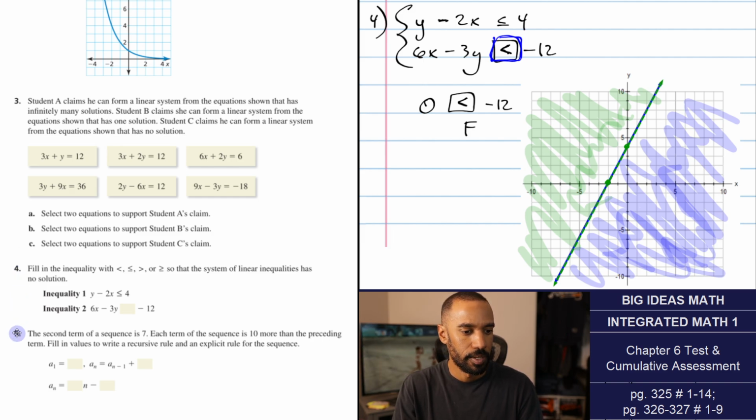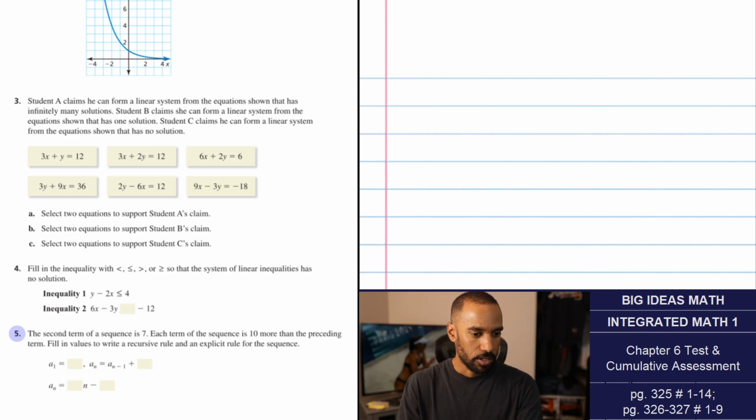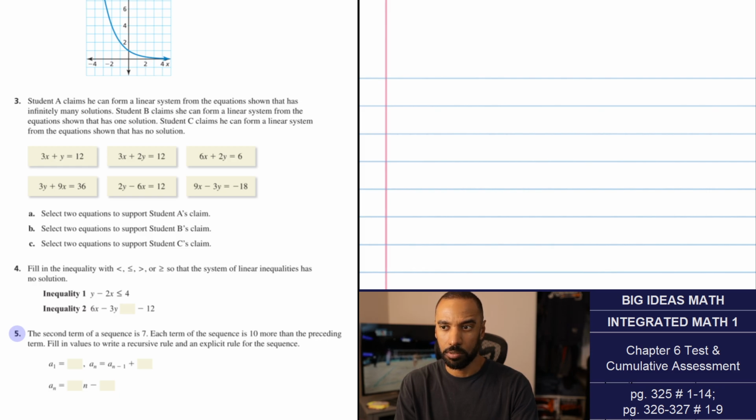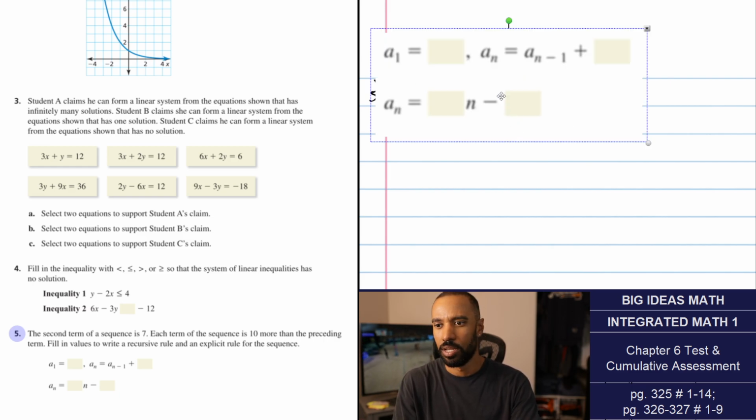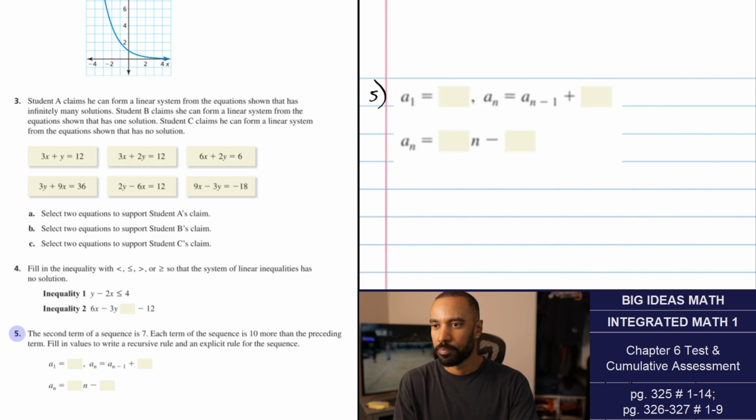Number 5. The second term of a sequence is 7. Each term of the sequence is 10 more than the preceding term. Fill in values to write a recursive rule and an explicit rule for the sequence. So it's clearly arithmetic, and because they're using recursive rules, that means it has to do with our current chapter, chapter 6. Although we did do arithmetic sequence explicit rules back when. I don't remember the chapter still. It might be chapter 4, might be chapter 5. I don't know.